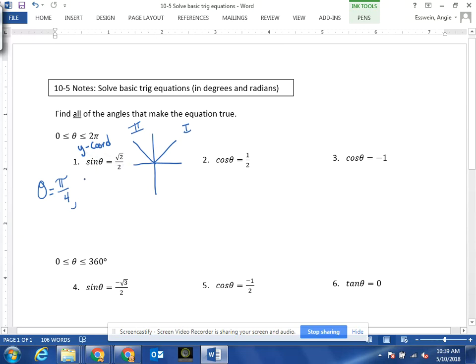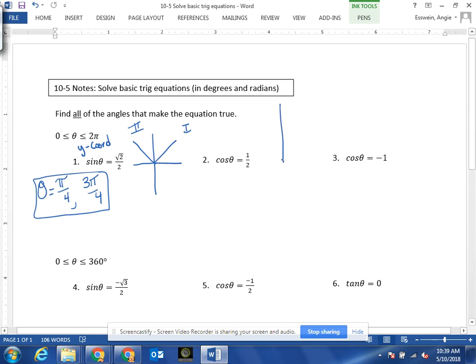And so this is actually easier in radians. What would that be in radians? 1/4, 2/4, 3/4, right? 3 pi over 4. So our two answers are pi over 4 and 3 pi over 4. Those are the two angles where the sine is root 2 over 2.